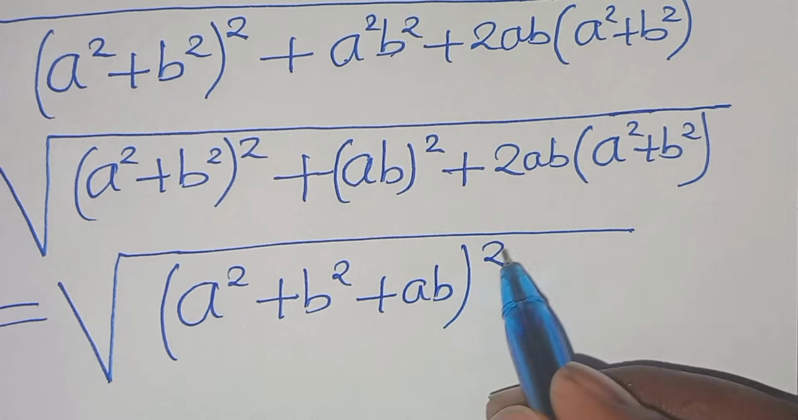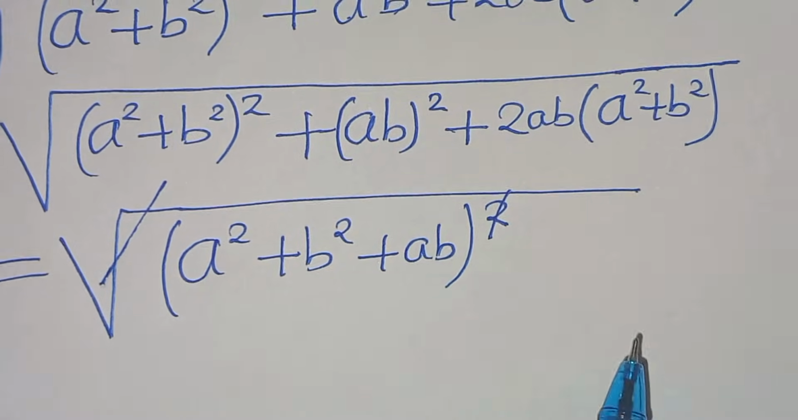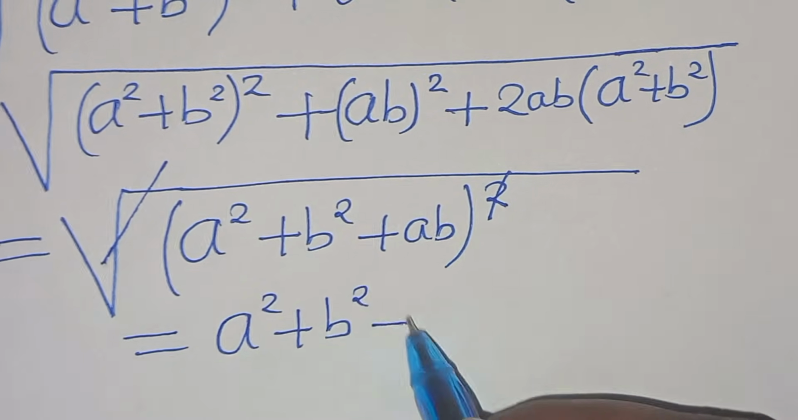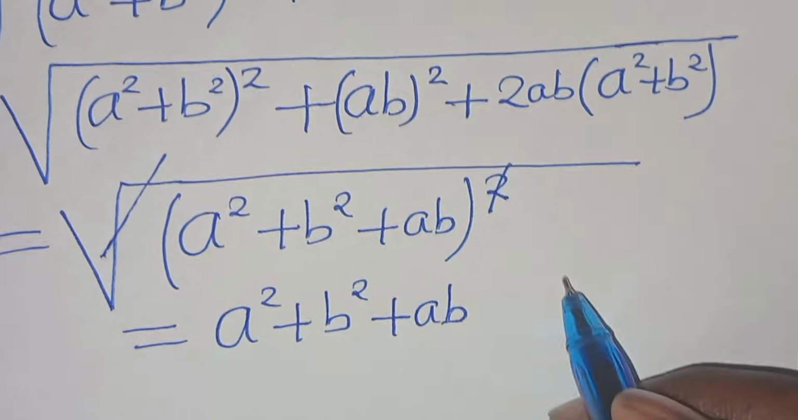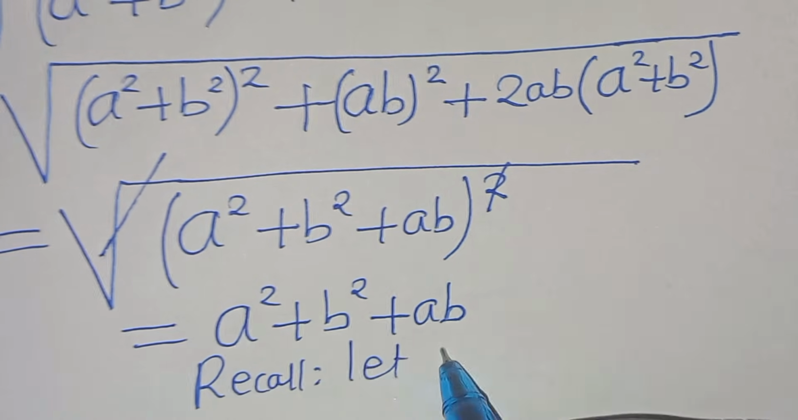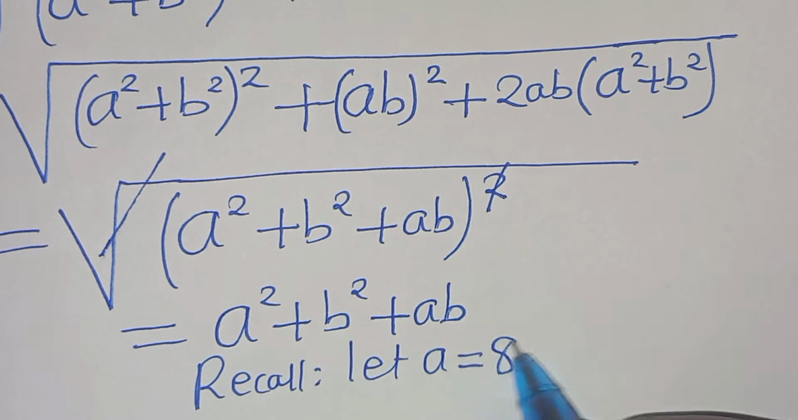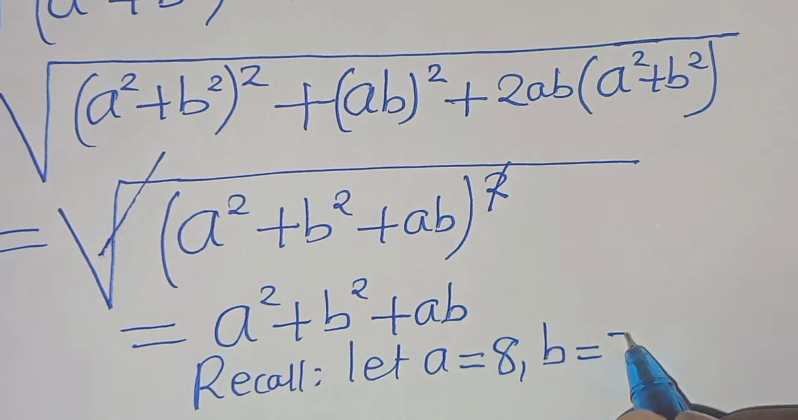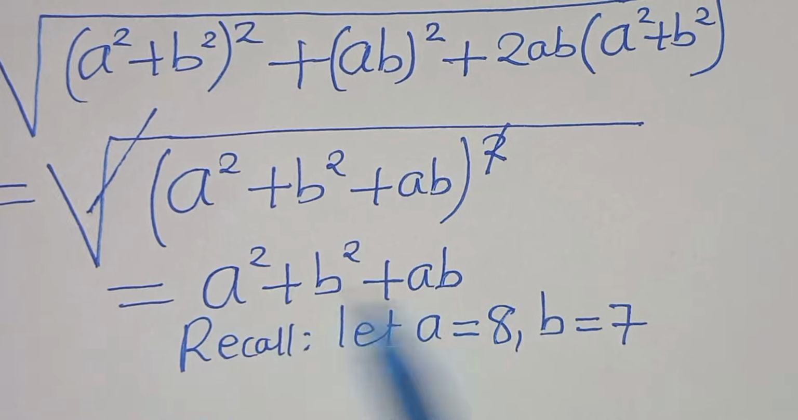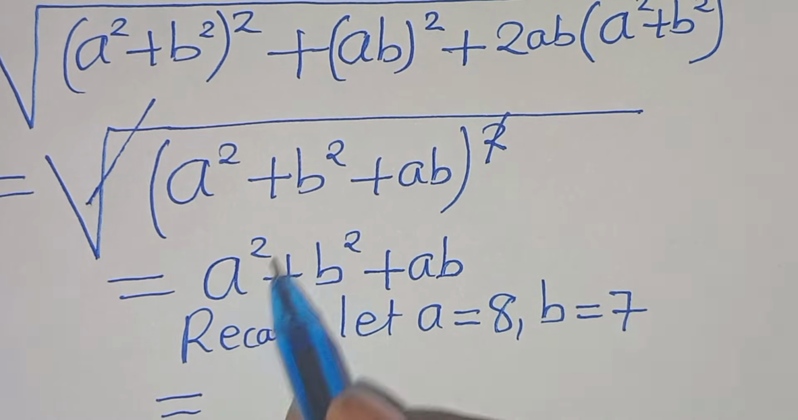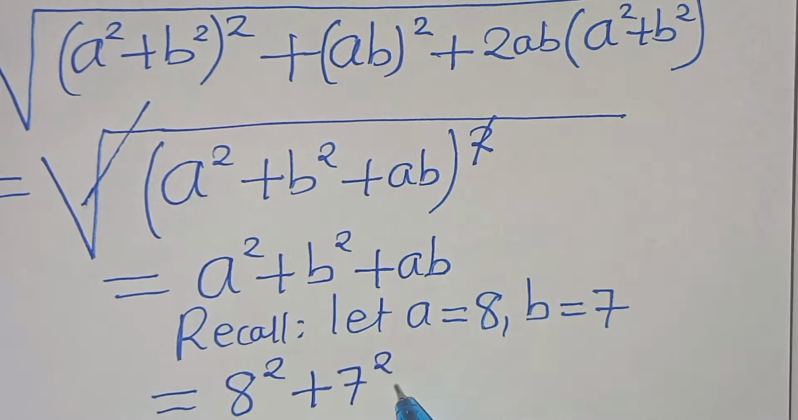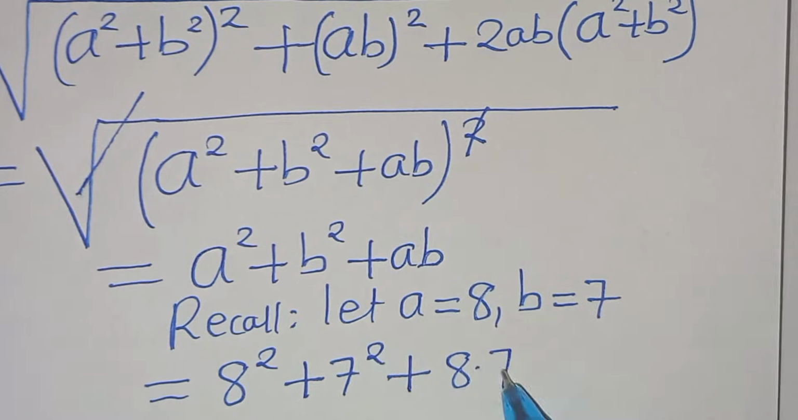Now, let's simplify here. We eliminate the square root sign so that now we have a squared plus b squared plus a times b. Now, if you recall, we said that a is equal to 8 and b is equal to 7. So let's substitute 8 and 7 here so that now we have 8 squared plus 7 squared, then plus 8 multiplied by 7.